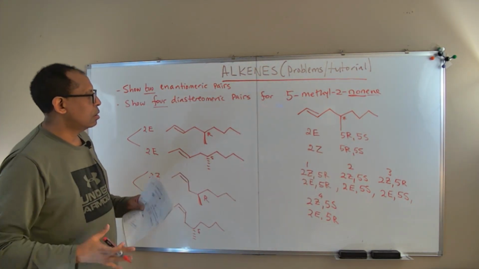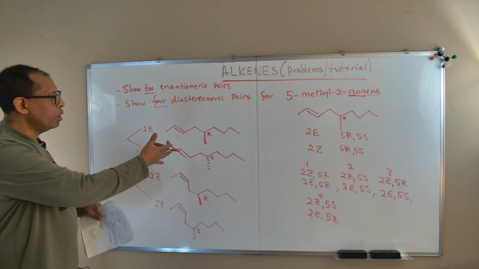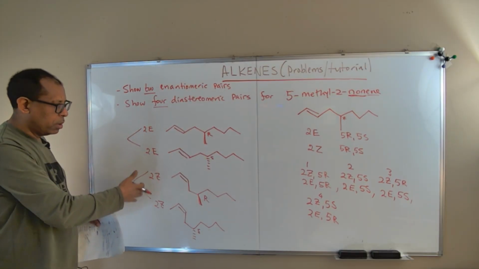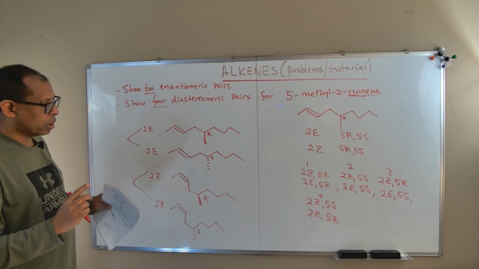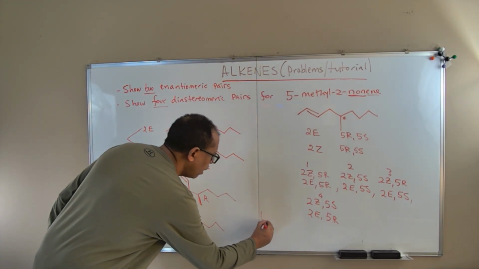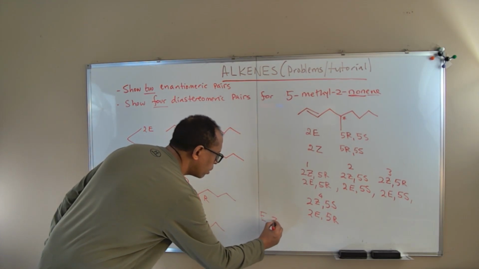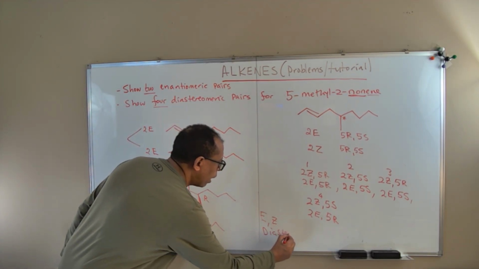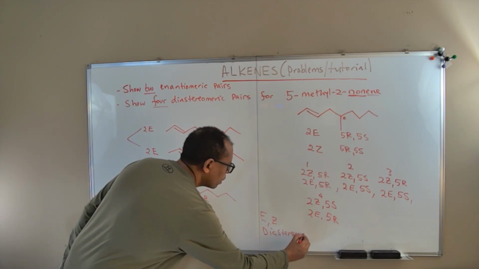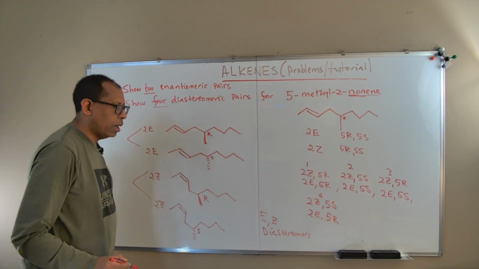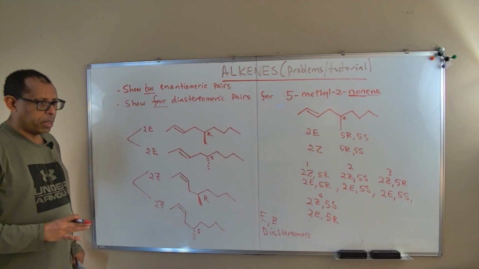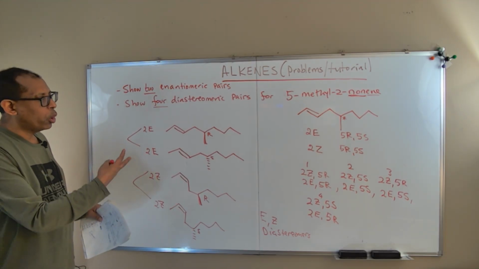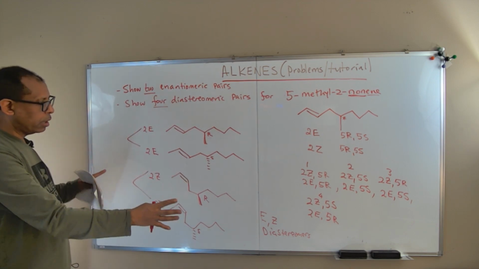So this is just showing the combination of enantiomeric relationship and diastereomeric relationship. So always remember the E and Z relationship is diastereomeric. That is the whole point. They are diastereomers. E and Z are called diastereomeric. They are not mirror images. So that's the main point we want to show in this exercise.